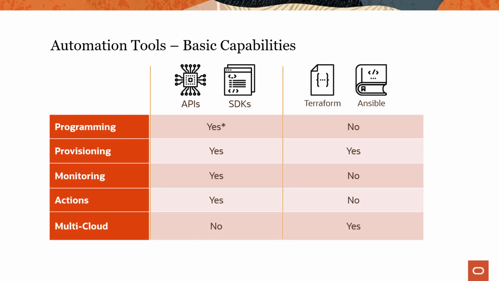Another way to look at this is comparing the APIs and the SDKs to the more programmatic tools like Terraform and Ansible. Now, the nice thing here, if you're not a developer, you can use tools like Terraform, Ansible, and the OCI CLI without having any development experience. All of these toolkits allow you to do provisioning, whereas Terraform and Ansible will do things like multi-cloud compatibility, and the APIs and SDKs can introduce or facilitate things like custom monitoring and custom actions to interact programmatically with your resources in the cloud.